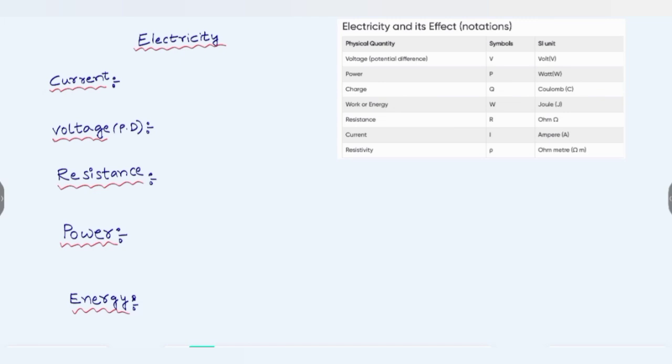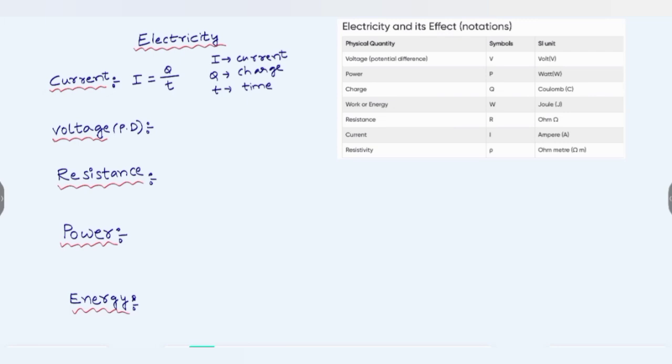So you have to know current is denoted by I. So I is equal to charge per unit time. Charge is denoted by Q. So Q by time, time is T. So this is the first important formula in electricity. I is equal to Q by T, where I is current, Q is charge, and T is time.